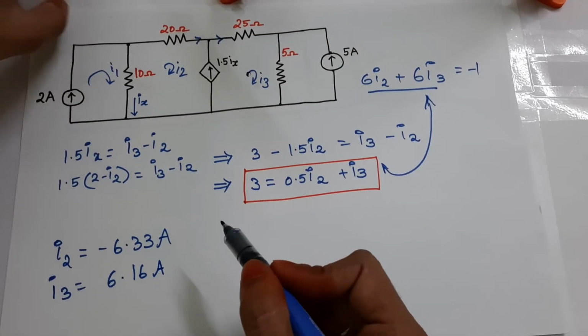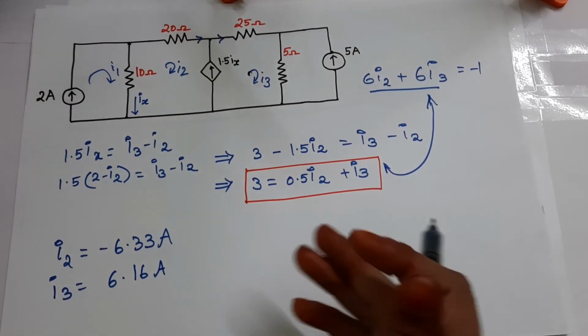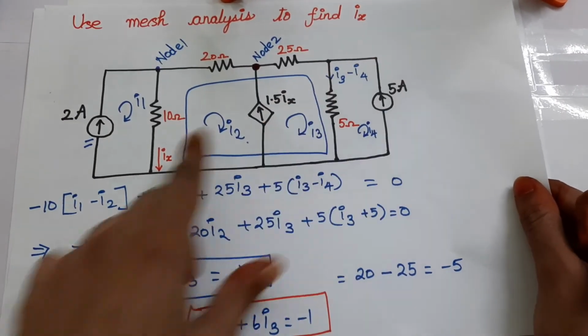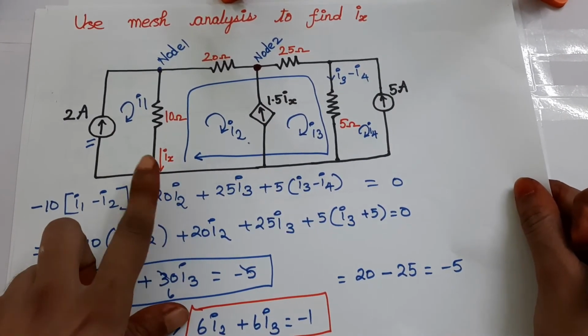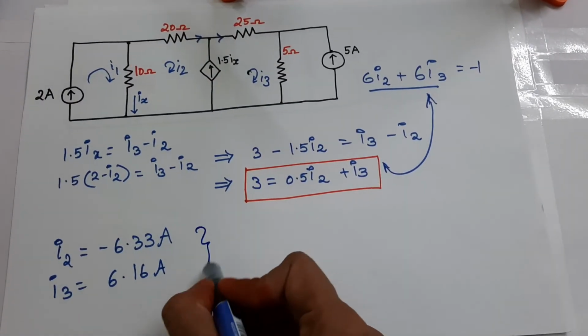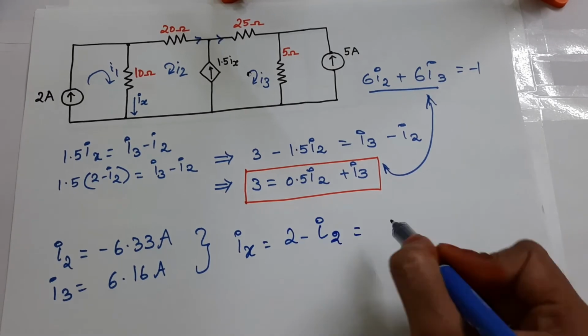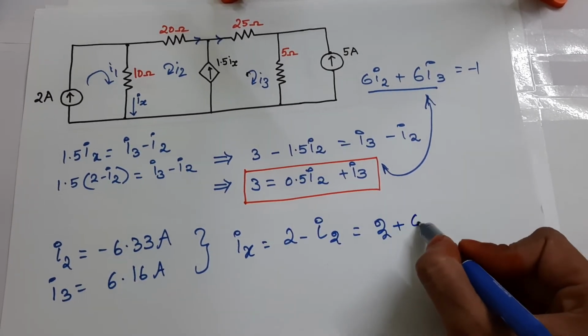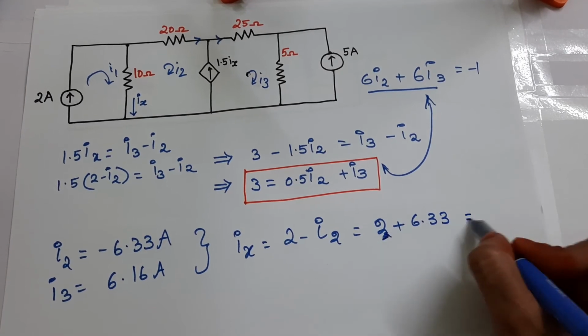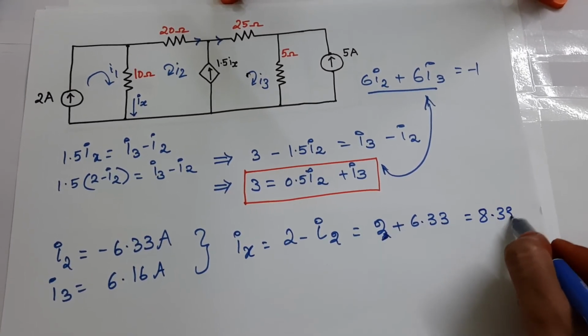What is asked? Ix is asked. We have to find Ix. What is Ix? I1 minus I2, which is 2 minus I2. 2 minus I2 will be 2 plus 6.33, which is 8.33 ampere.